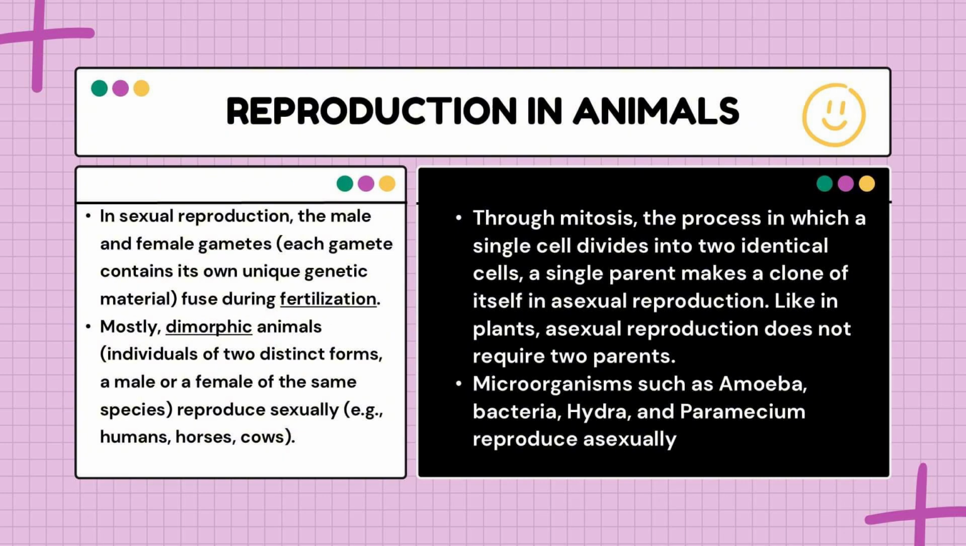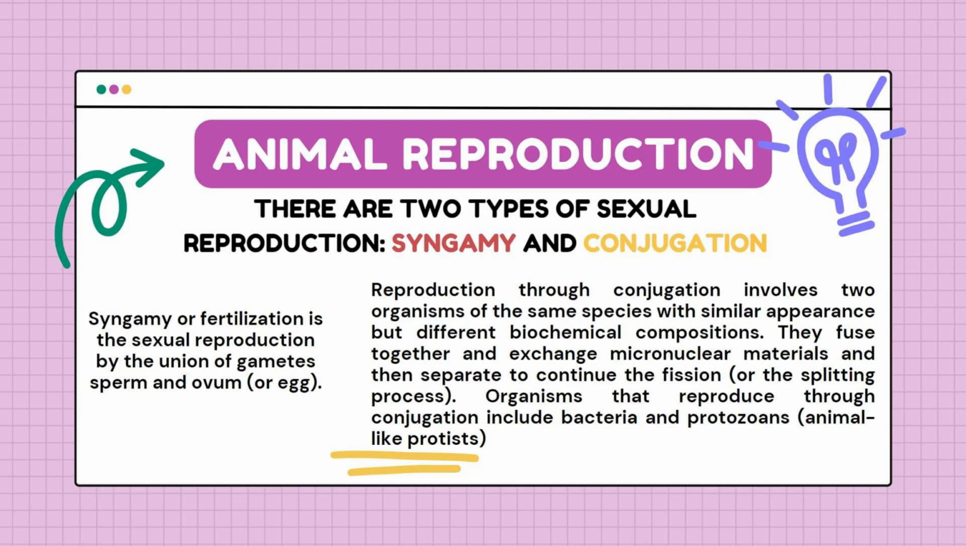Ano po? Then now, there are two types of sexual reproduction. The first one is the syngamy, and the second one is the conjugation.